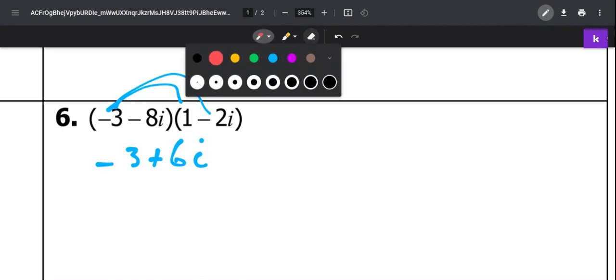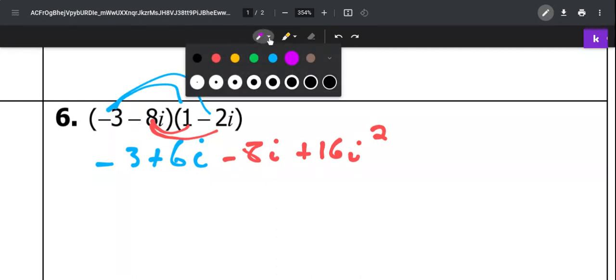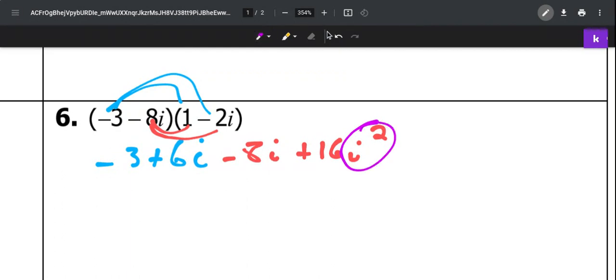All right, now when we do -8 times 1, minus 8i, and then when we do -8 times -2i, we get plus 16i. And actually that would be plus 16i squared, because this i times this i gives us i squared. Now, that's typically going to happen with a lot of these, I'll be honest with you. When we multiply, a lot of times you get this that pops up, which we just have to remember: i squared equals -1. We'll be good to go on that.